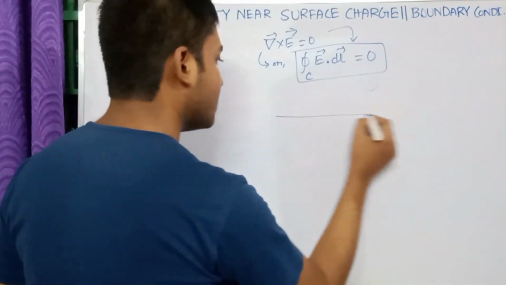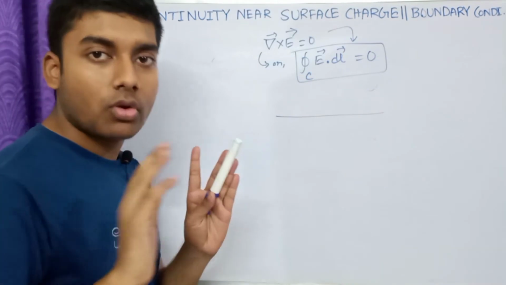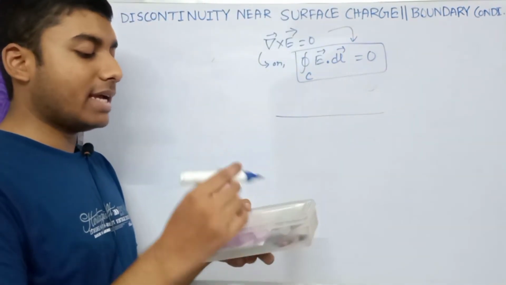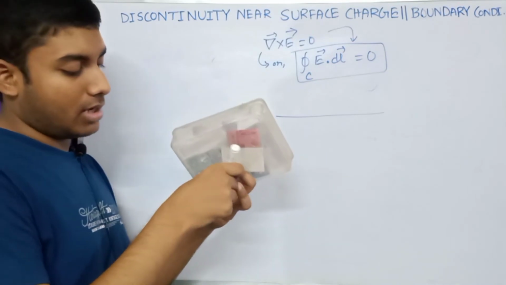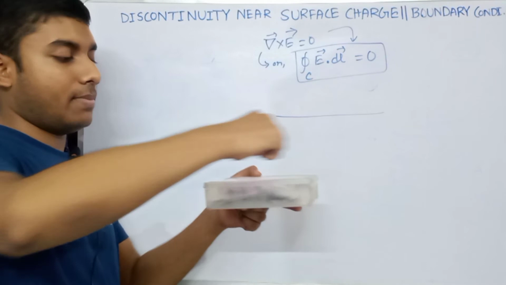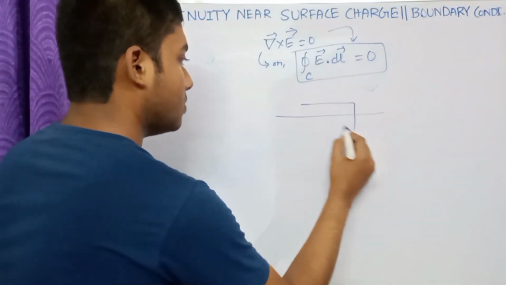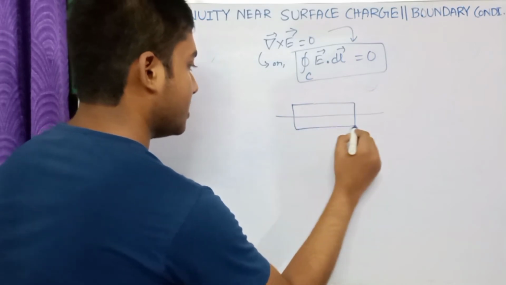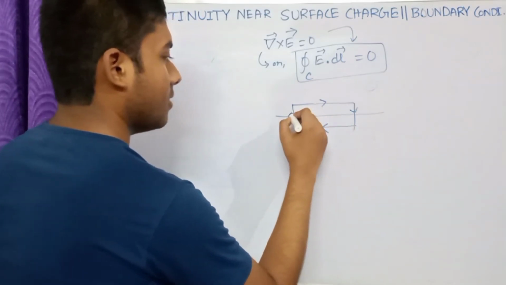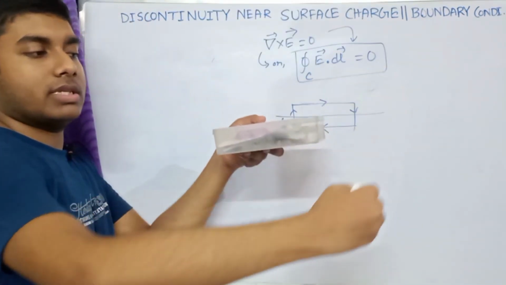Okay, so here this is our surface, and we are considering a closed loop. So how is this closed loop? The closed loop is like this. This is circulated like this, this is the closed loop, a closed loop along this.